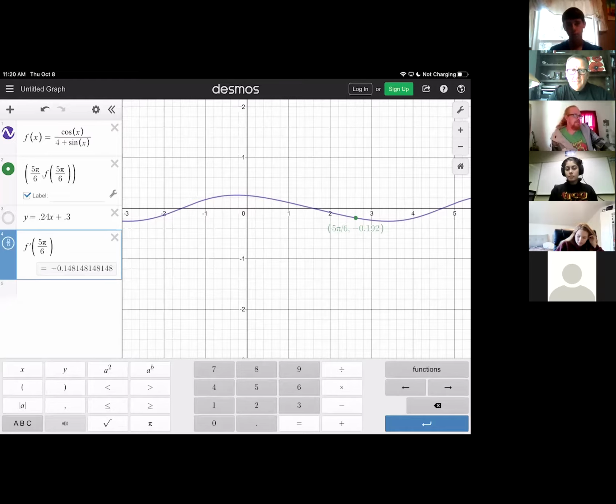But you can make them up yourself. I mean, that's what I just did. I said, hey, let's find the derivative of cosine of x over 4 plus the sine of x. You can make these up. You can tell what the answer is using Desmos. Like, make them up, make them harder.